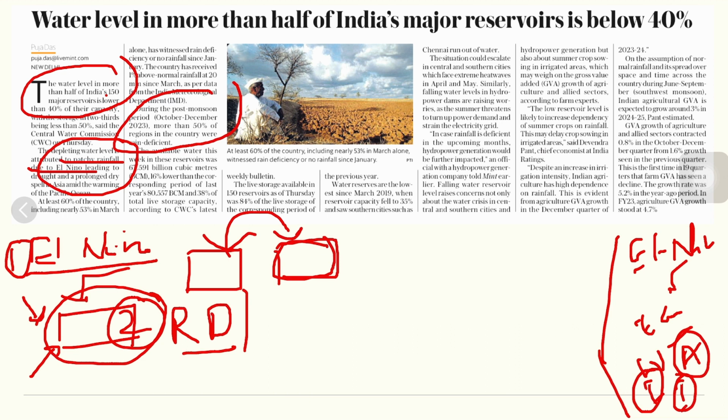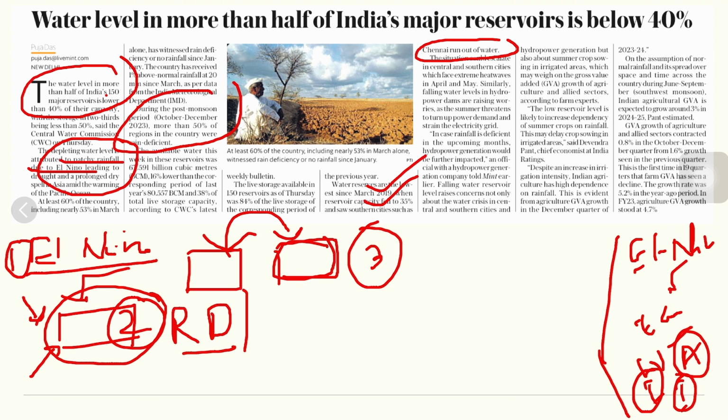The available water this week in these reservoirs was close to 67,591 billion cubic meters. So water reserves are the lowest since March 2019, when reservoir capacity fell to 35%, and so southern cities such as Chennai ran out of water.